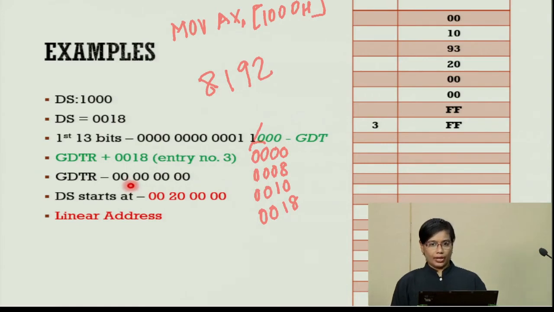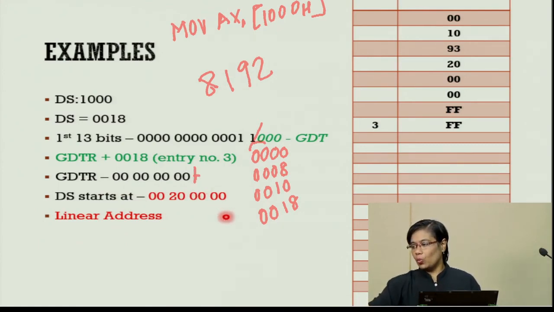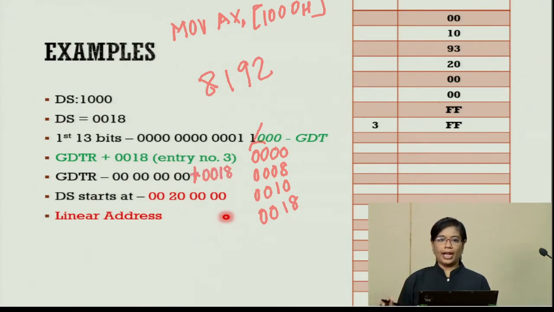Let's, for our own convenience, assume that the global descriptor table is going to be present in a location which happens to be all zeros. This is going to be a 32-bit address. Now to access the entry, a value 0018 will be added to it. So now we are looking at memory location 0018. So let's say this is going to be the entry, or the third entry.